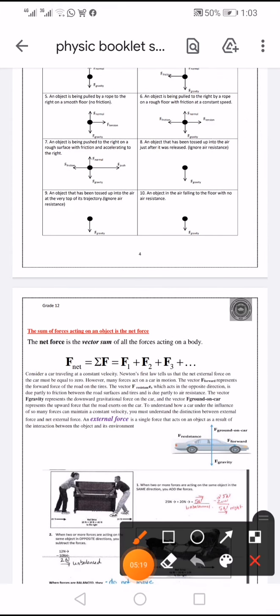The sum of forces acting on an object is the net force. So what is meant by net force? Net force is the vector sum of all forces acting on a body. So all forces acting on a body add up to a net force.